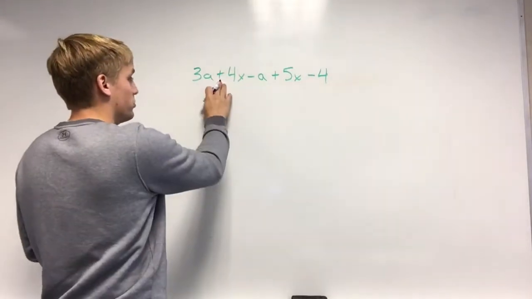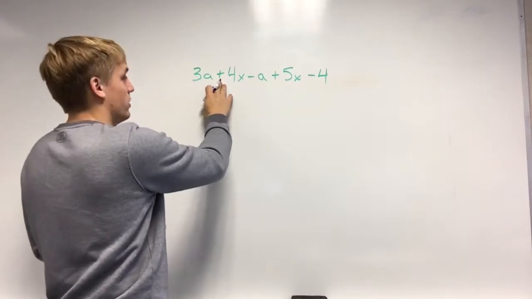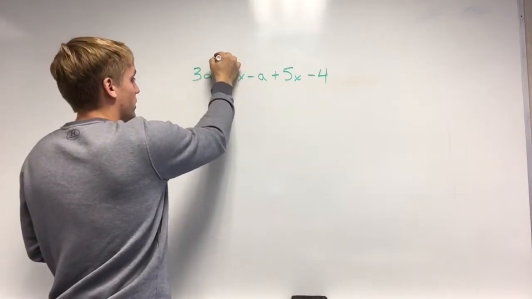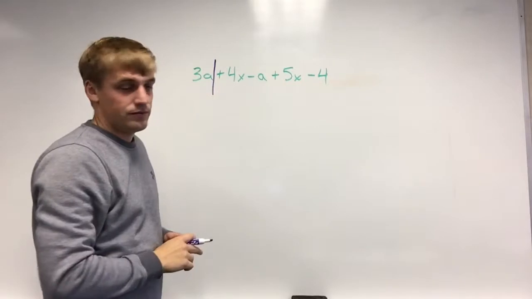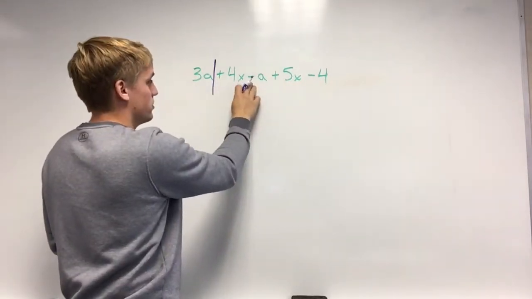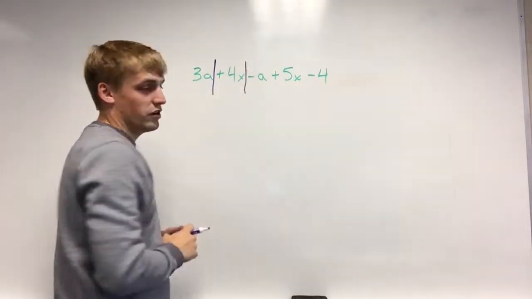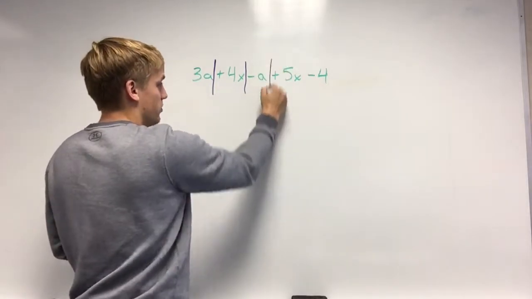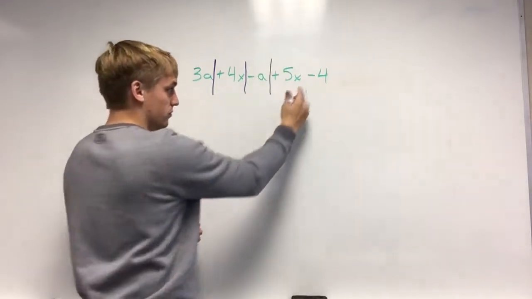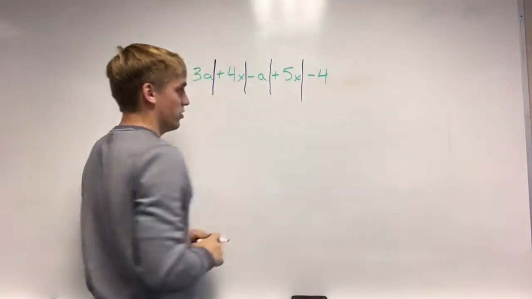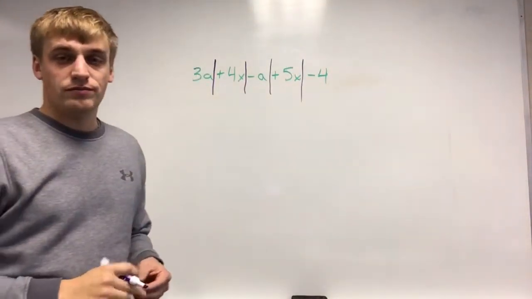So here's a plus sign, or an addition sign. We're going to put a line right in front of that. Okay, we're going to go to the next subtraction sign. We're going to put a line right in front of that. The addition sign, put a line right in front of that. And this subtraction sign, we're going to put a line right in front of that.